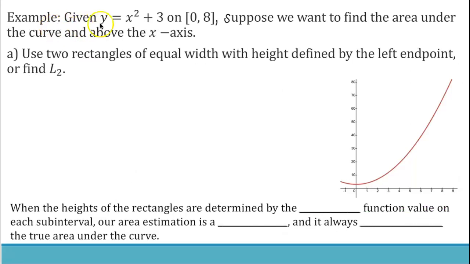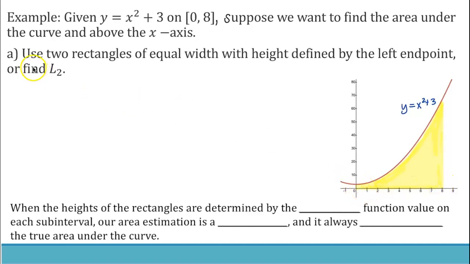In this example, I'm given the equation y equals x squared plus 3 on the closed interval from 0 to 8. And suppose we want to find the area under the curve and above the x-axis. So let's start by highlighting what area we're trying to find. So now here I have highlighted the area under the graph of y equals x squared plus 3 and above the x-axis between the x value 0 and the x value 8. And this is not a nice geometric shape where I have an area formula for it.